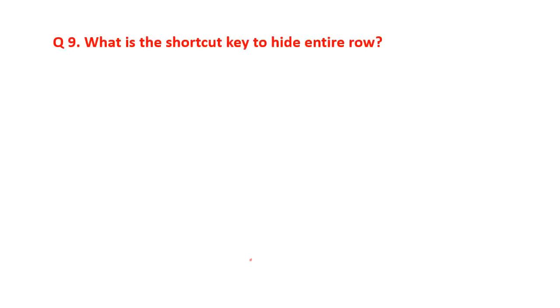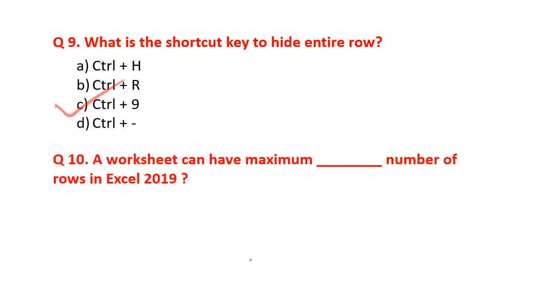Question number 9. What is the shortcut key to hide entire row? The right answer is option C, Ctrl+9. Next question. A worksheet can have maximum dash number of rows in Excel 2019.